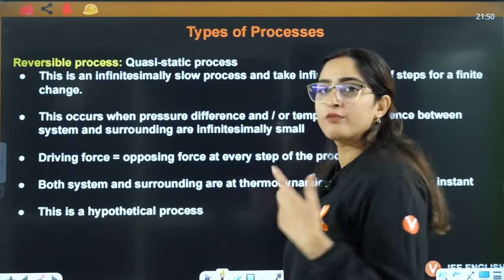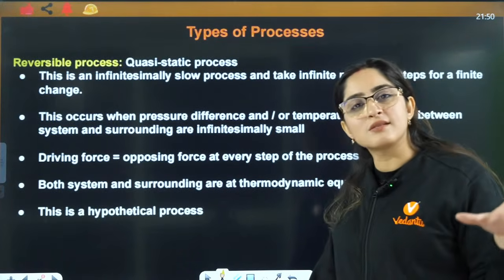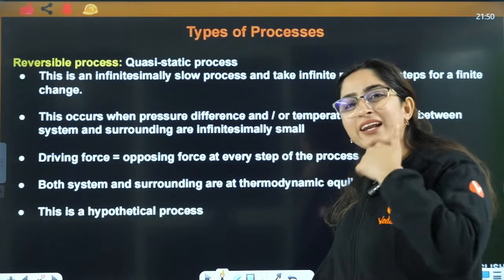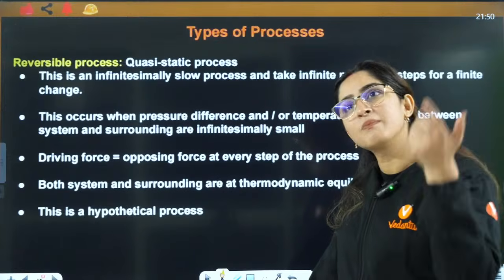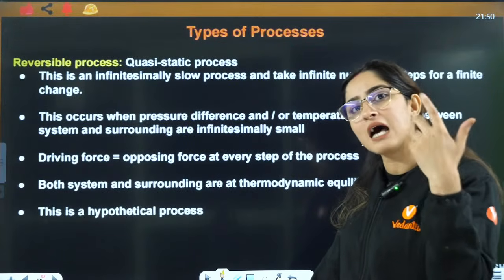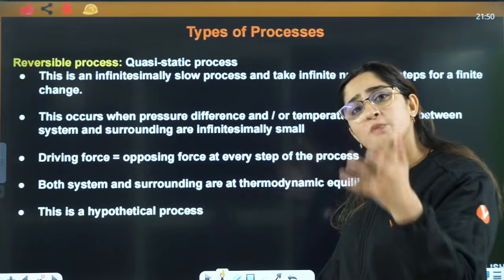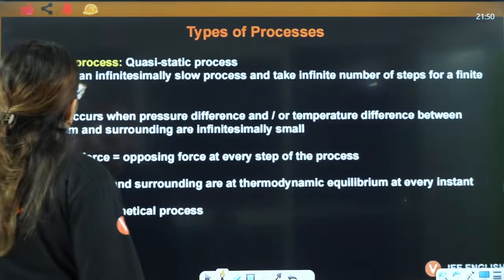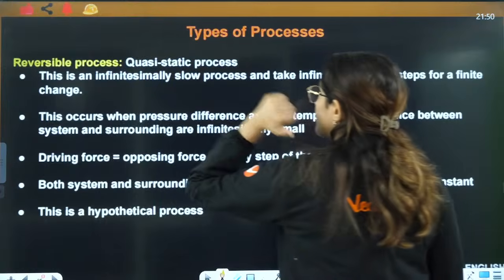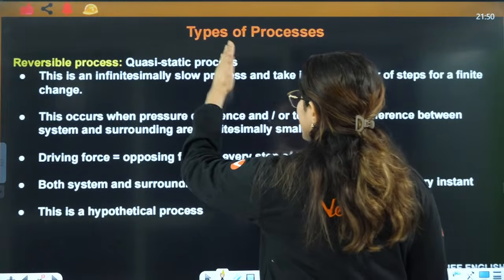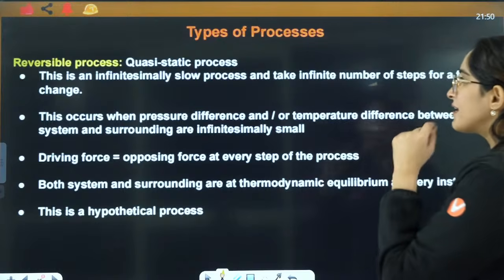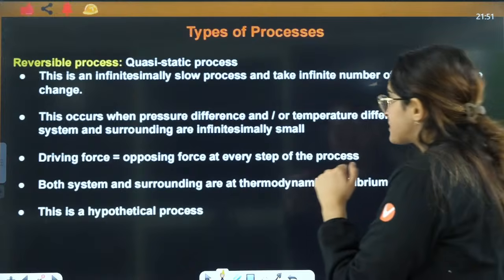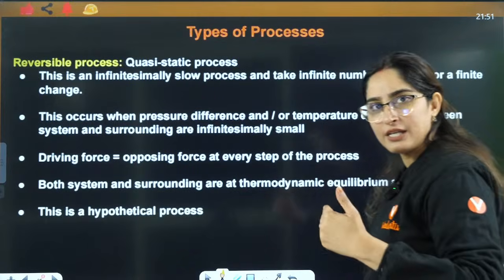But yes, now let's see reversible processes, right? If you talk about reversible and irreversible processes, this is a very important thing. They don't directly ask you reversible and irreversible, but in terms of the questions, it is asked what is a reversible, irreversible process, right? Okay, so let's study that. First is the reversible process, that is a quasi-static process. It is an infinitely slow process and takes an infinite number of steps for a finite change, right?